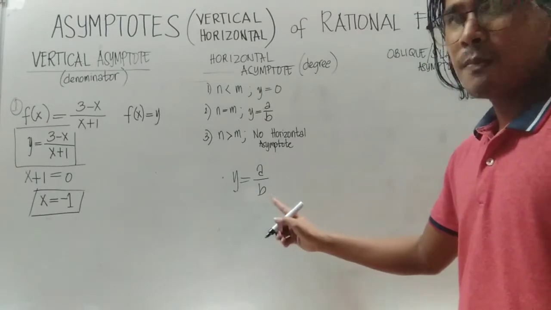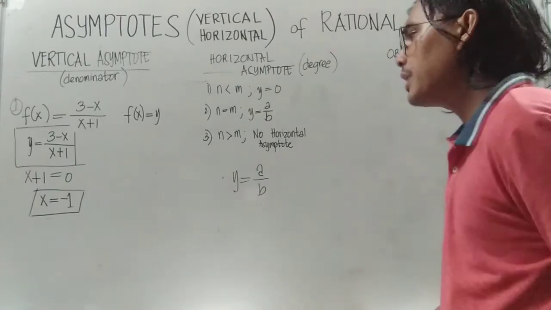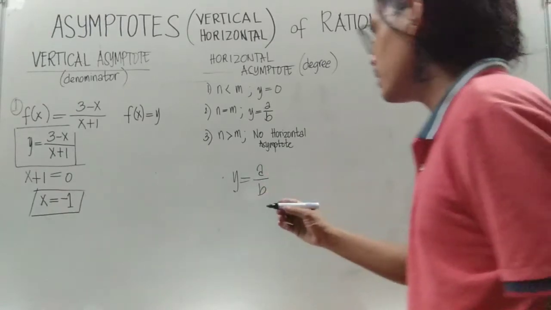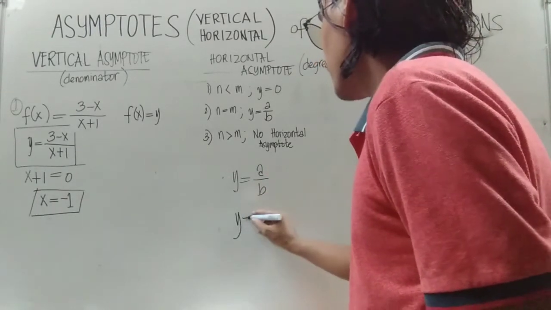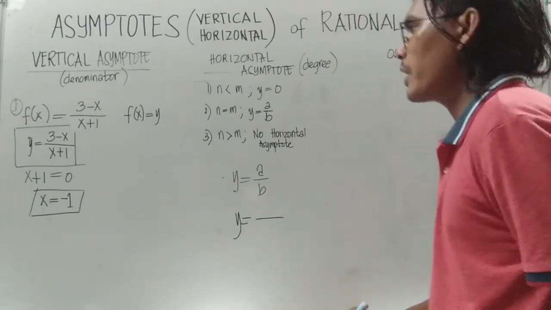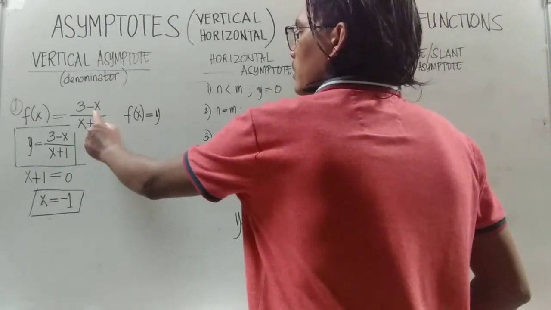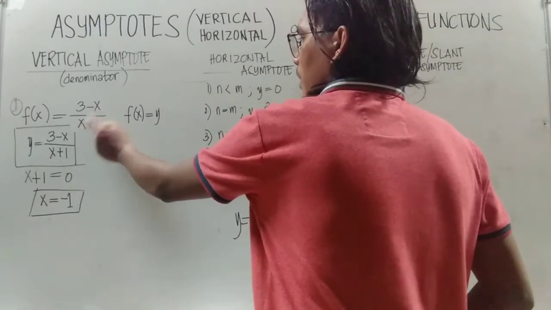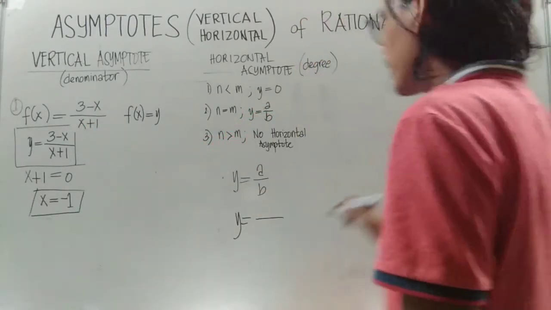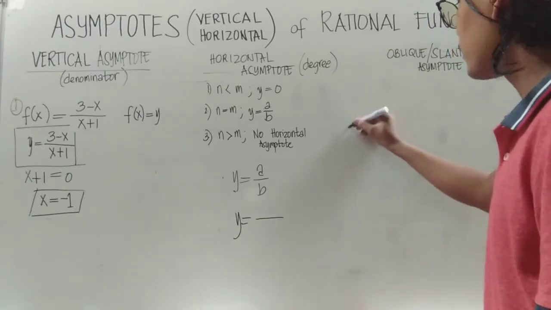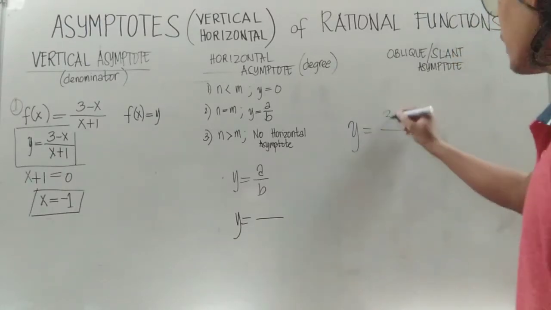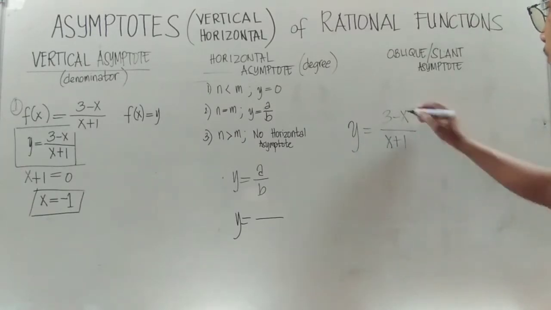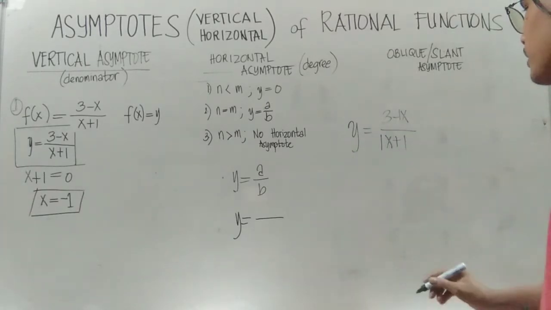A over b denotes the leading numerical coefficient of your numerator and denominator. So when we say leading numerical coefficient, it is the numerical coefficient of your variable x. So on your numerator, let us write it here: y is equal to (3 minus x) over (x plus 1). The leading coefficient here is 1 and 1.